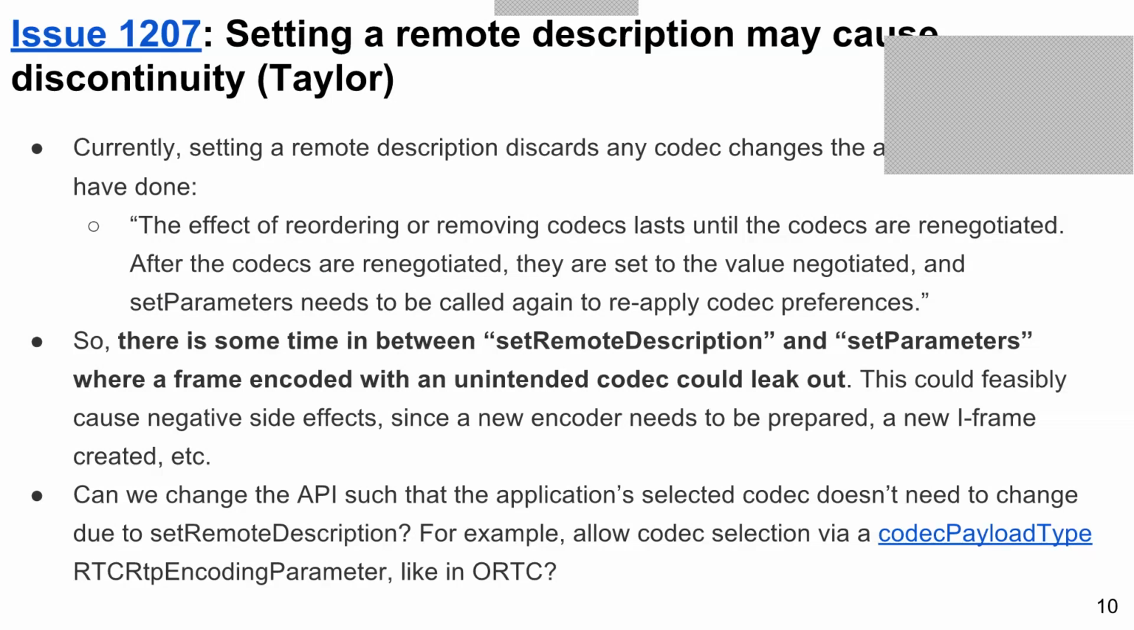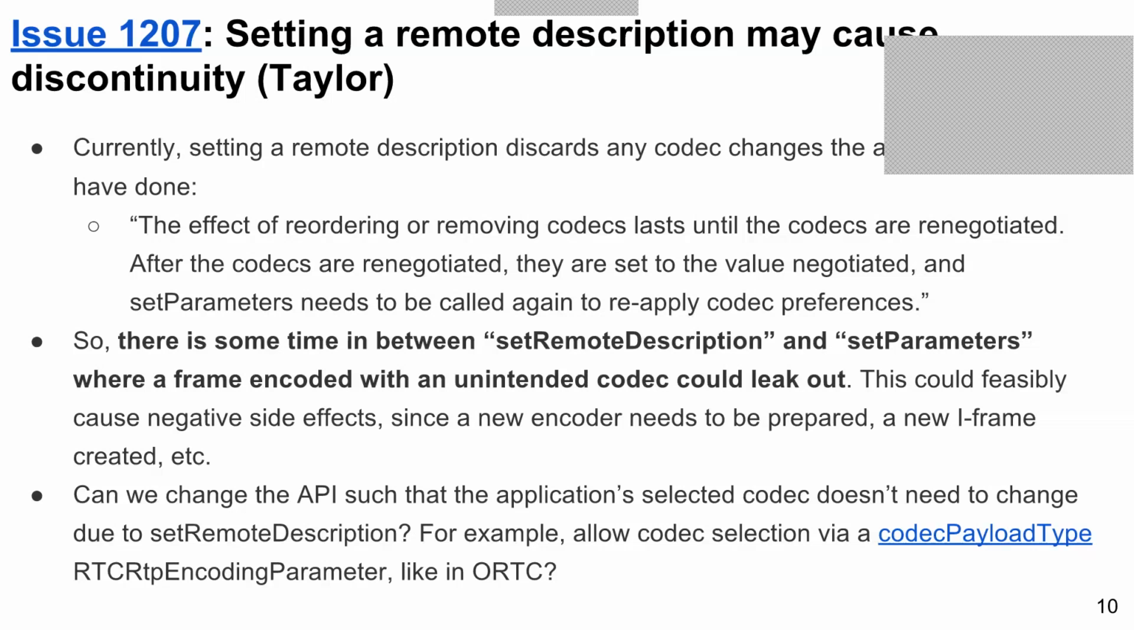So, if set remote and set parameters happened in, I'm wondering if you were trying to write your app to minimize this delay, can you basically make this window non-existent, as long as you write your app the right way? Or is there always a window? Changing what codec is being sent happens in parallel steps. There's no guarantee that can be provided.